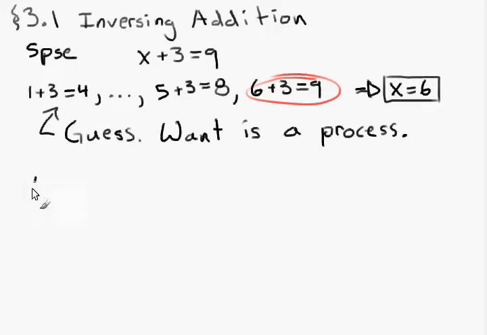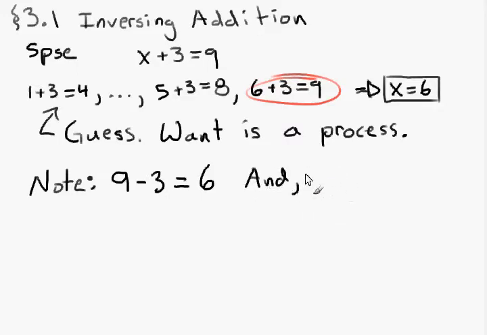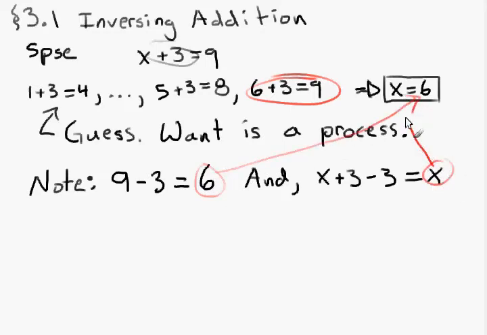So let's look at something here. Note that if I take 9 and I subtract 3, that gives me 6. And even better, if I take the other side of the equation, x plus 3, and I subtract 3 from that, we're left with just x. 6. x. We're on to something here.